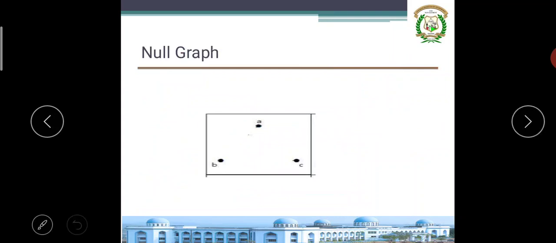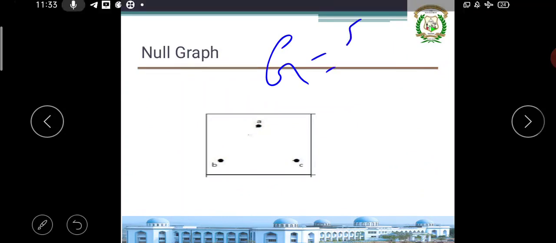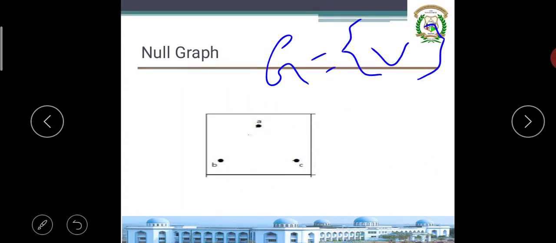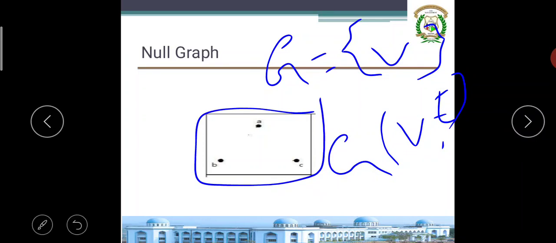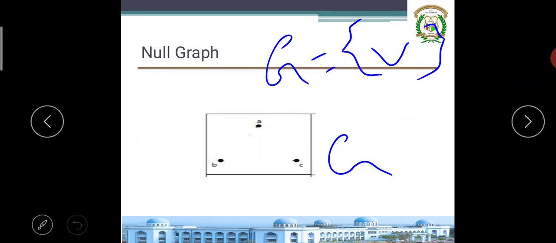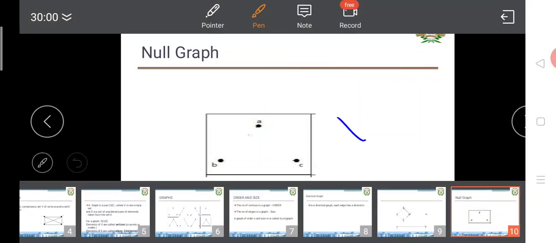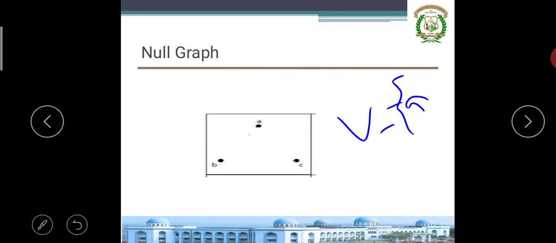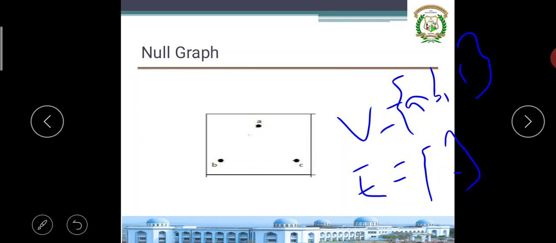Null graph. Can anybody say what a null graph is? The null graph definition is very simple: G of V with no edges. Where G is (V, E) and the edge set is 0, it is called a null graph. Only vertices are there. If you observe this diagram very clearly, there are 3 vertices A, B, C, where the edge set is 0. Edges are 0, so this is called a null graph.